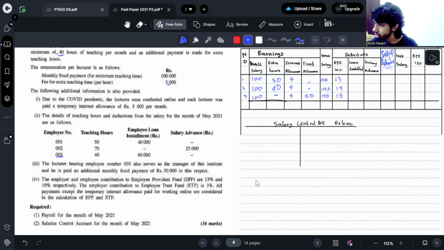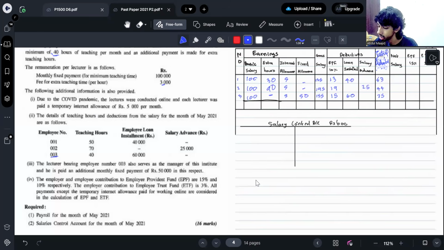Okay. Then loan deduction: employee number 1, 40, employee number 3, 60. Salary advance, employee number 2, 25. Then total deductions, 63, 44, 75. Then the net salary: gross salary minus the total deduction gives you the net salary. 135 minus 63, 72. 195 minus 44.